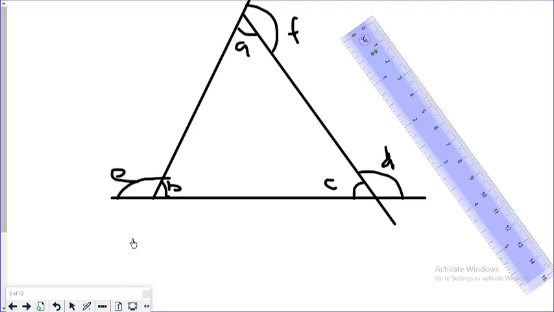Good. Now what we are going to do next is look at the relationship between the exterior angle and the two non-adjacent interior angles. Exterior angle and the two non-adjacent interior angles. Good.